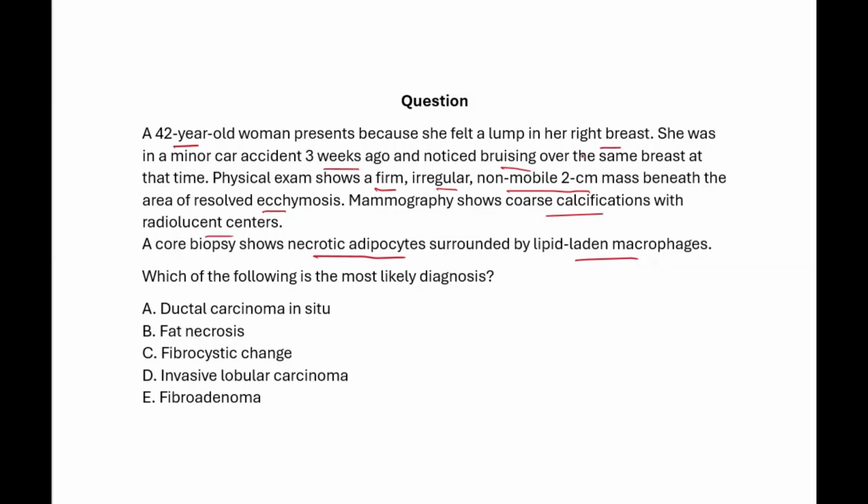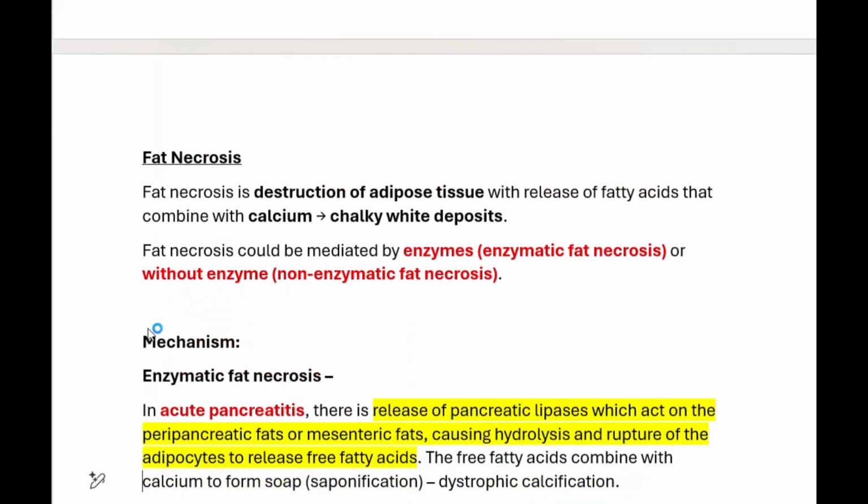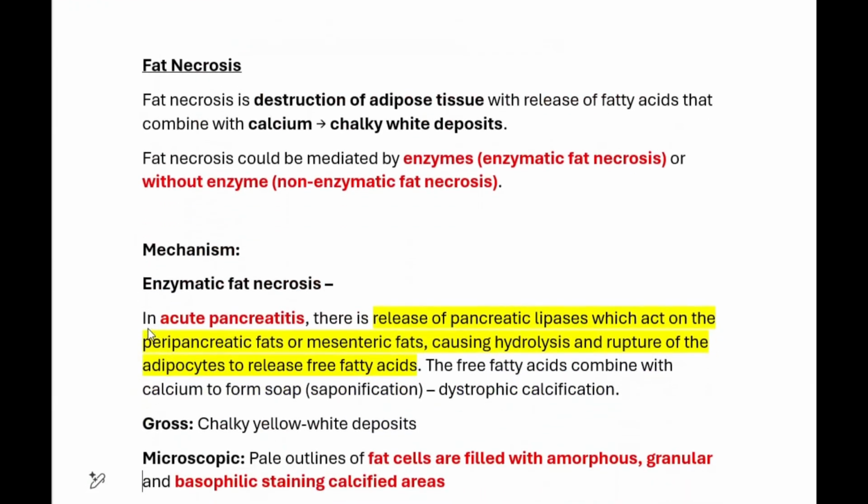So based on the history of trauma to the breast and now with the lump and necrotic fat, this is most likely fat necrosis. So this is going to be an example of non-enzymatic fat necrosis. So let's see why. Today, one of the things we're going to discuss is fat necrosis.